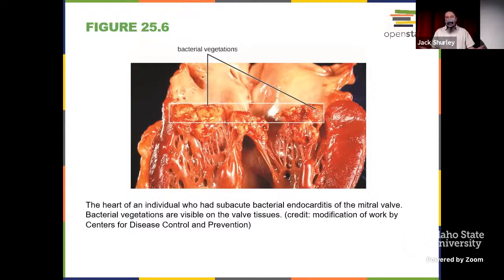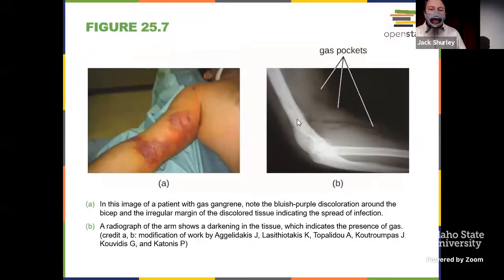So this is a cross-section of a heart. We're seeing some bacterial vegetations on a heart valve here. This is bacterial endocarditis in the mitral valve. You can see the chordae tendineae, the heartstrings, right within there, and again a cross section of the valve where it's colonized with bacteria.